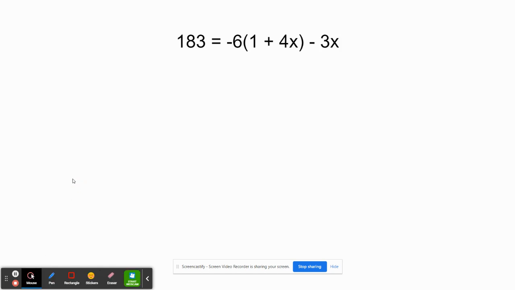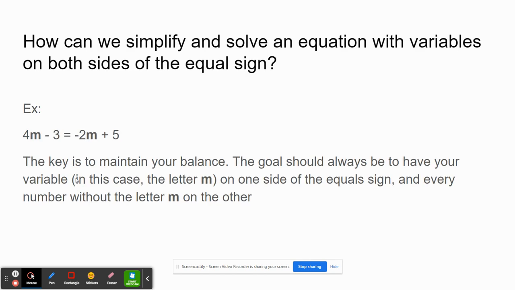Here are some further examples. Feel free to work on these on your own.